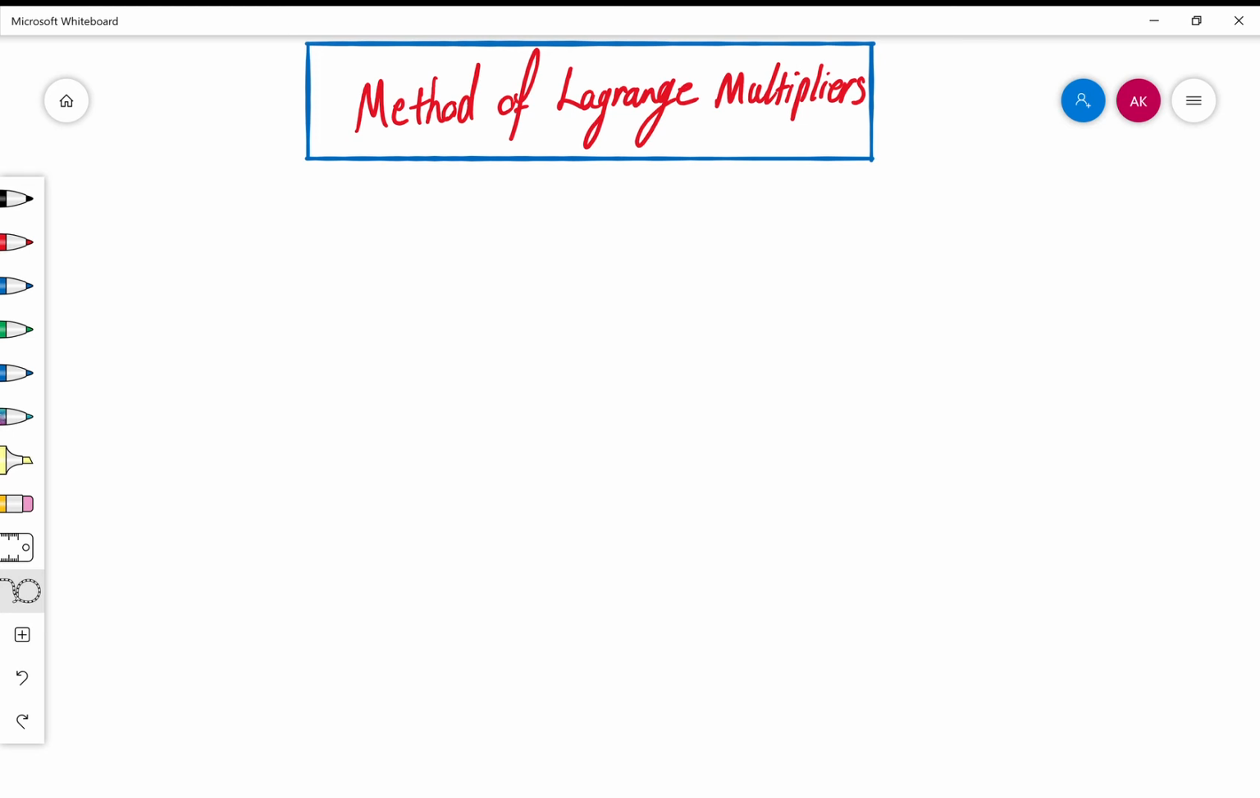In this video, I will tell you what the method of Lagrange multipliers is. This method basically gives us candidate points at which the minimum or maximum of a constrained optimization problem will occur.